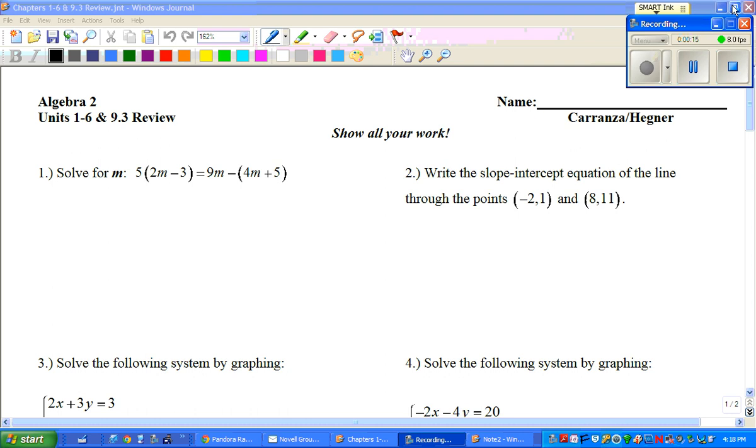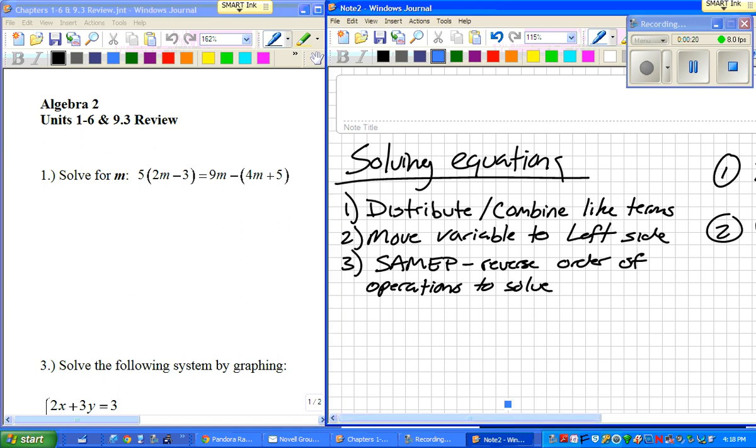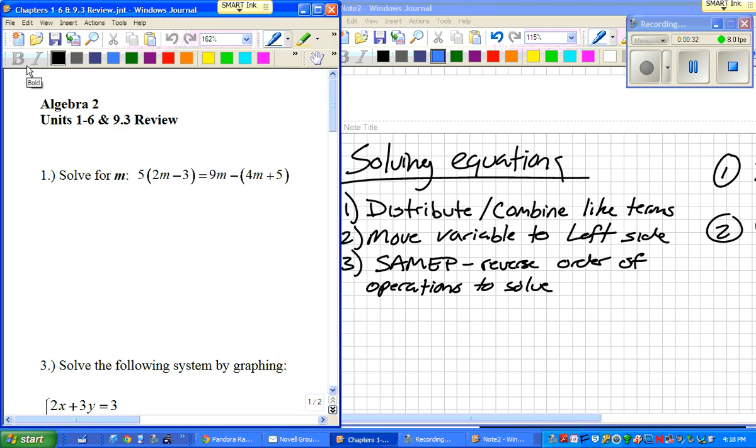Let's get to work. Now, I've already written a couple of notes down for the first problem, for steps that we need to do. When you're solving an equation like this, you always want to make sure to distribute, combine like terms first, move the variable to the left side, and then use SADMAP to help you solve. So that's exactly what I'm going to do.